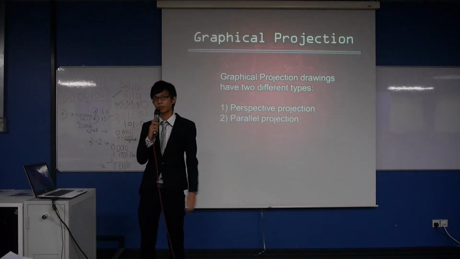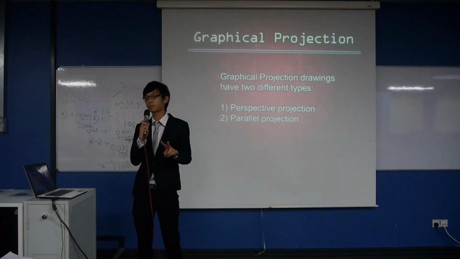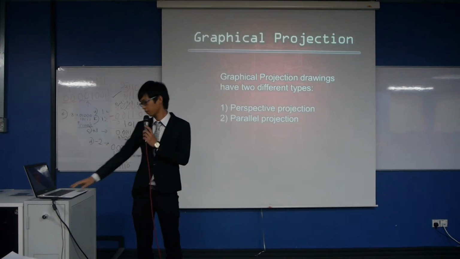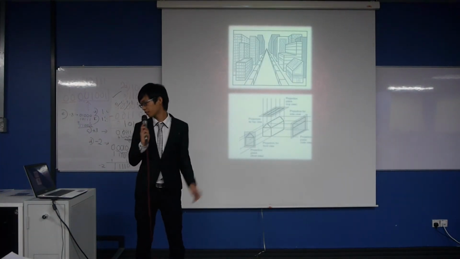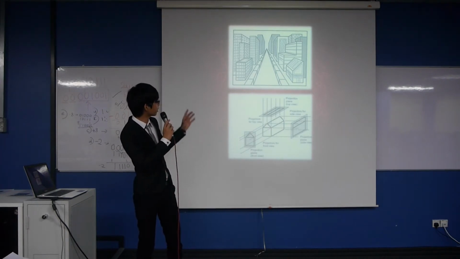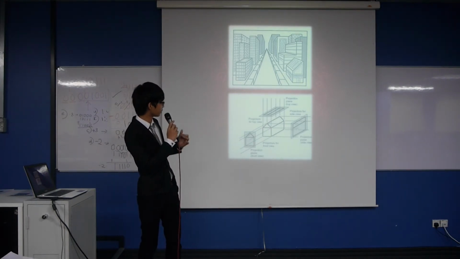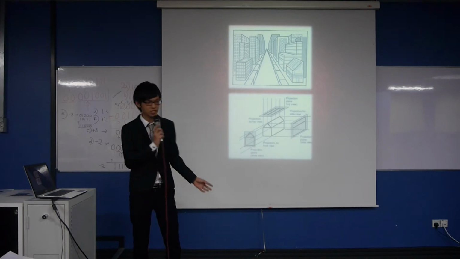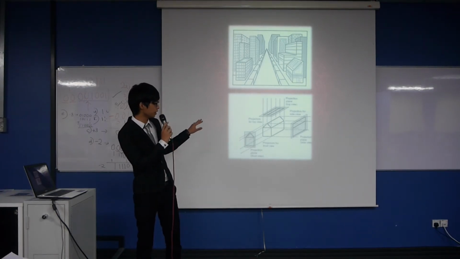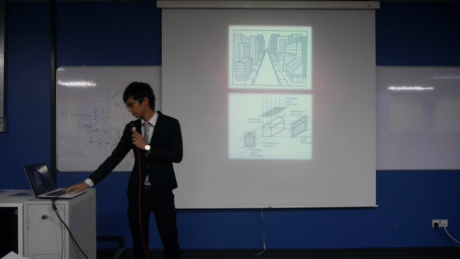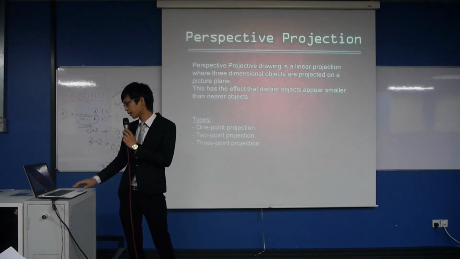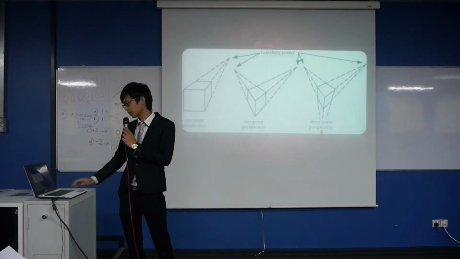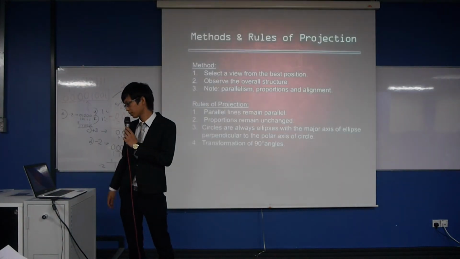The next type is graphical projection. There are two different types, perspective and parallel. The top diagram shows perspective projection, which is more realistic. The ones behind are smaller than the ones in front. All the ones below are parallel projections, which show minute details of the buildings from multiple angles. There are three main types of perspective projections. These are the ones shown here.